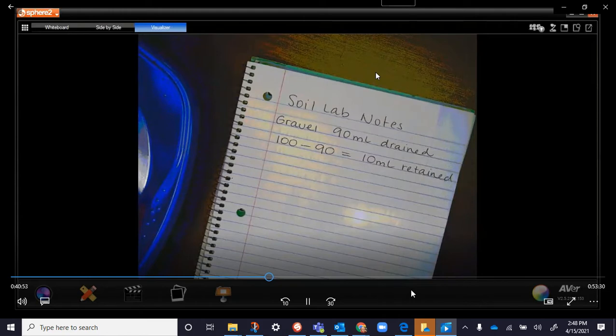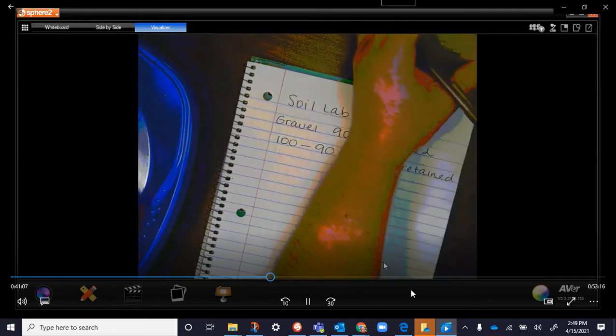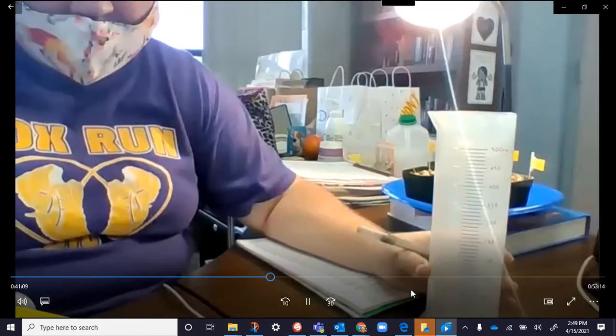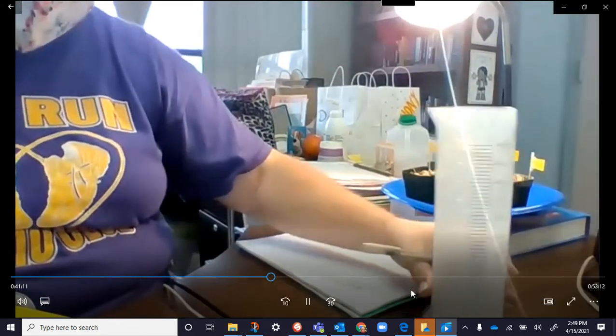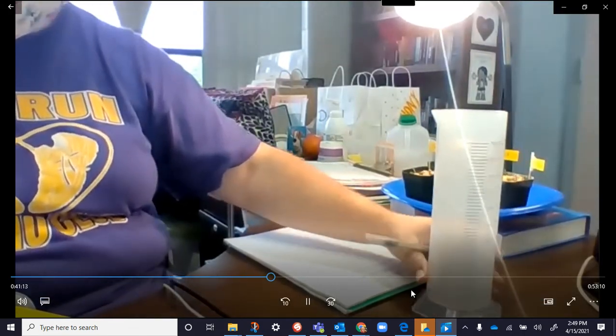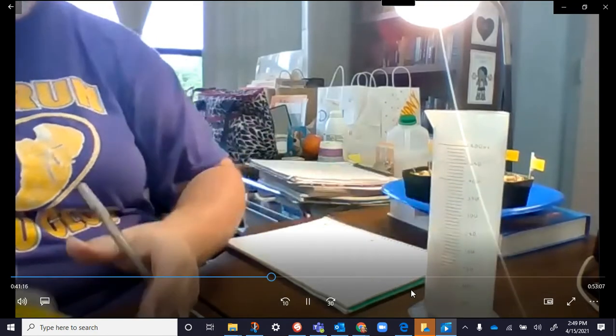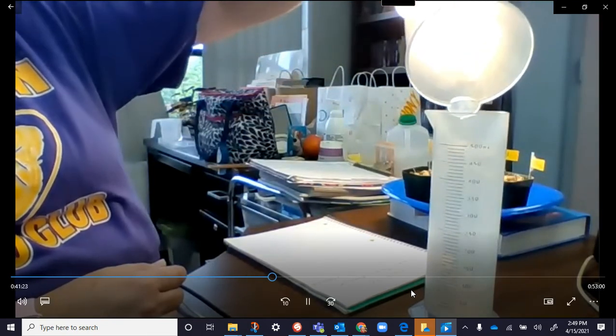Then next we had sand. So let me pour out the gravel water. All right, so let me stop sharing here. Next, can y'all see the cylinder at home? All right, so there it is. Sand is next. So I'm going to pour the water in so we can measure how much we have of it. Get it all in there.